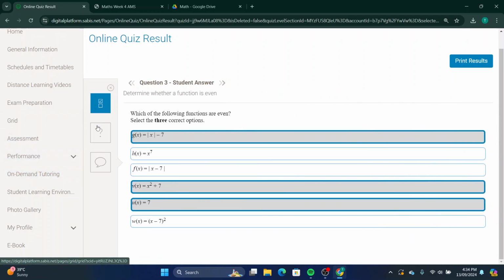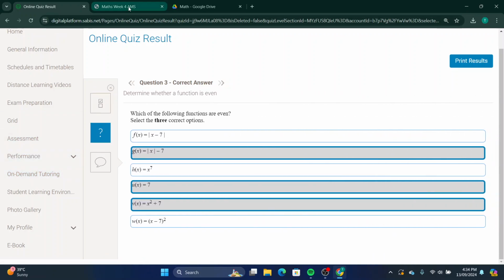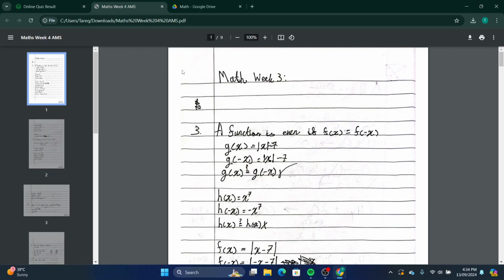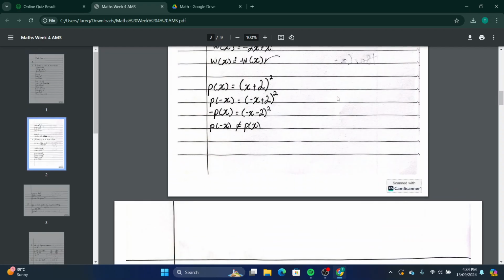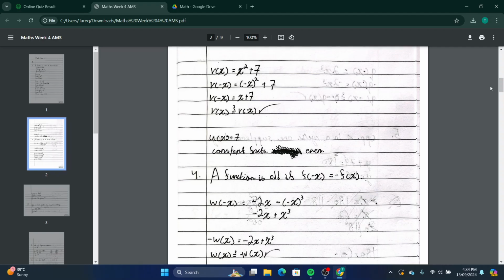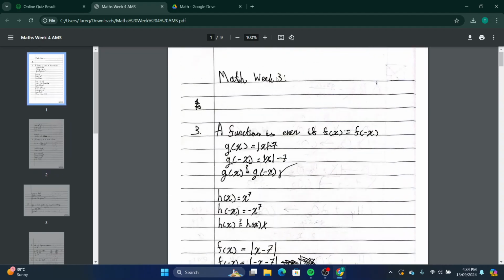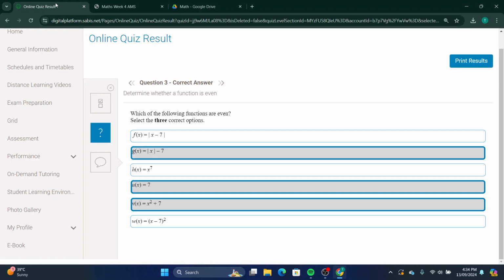Okay. Question 3. Which of the following functions are even? By the way, here I made a mistake in the PDF. I said it's week 3, but it's actually week 4. So ignore this. All the questions are from week 4, and I just wrote week 3 here. So just ignore them. Which of the following functions are even?